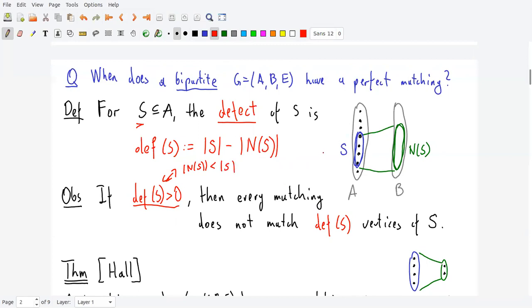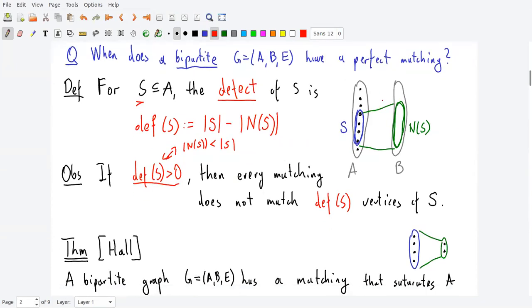And then, of course, if the defect of any set, a subset of the left side, is positive, then definitely we cannot have a perfect matching, or even any matching that matches every vertex of A. Why? Because if I had, for instance, a set S here with four vertices, and the neighborhood of S only consisted, say, of two vertices, then in any matching, these four vertices can be matched only to those two, so two of them must be left definitely unmatched.